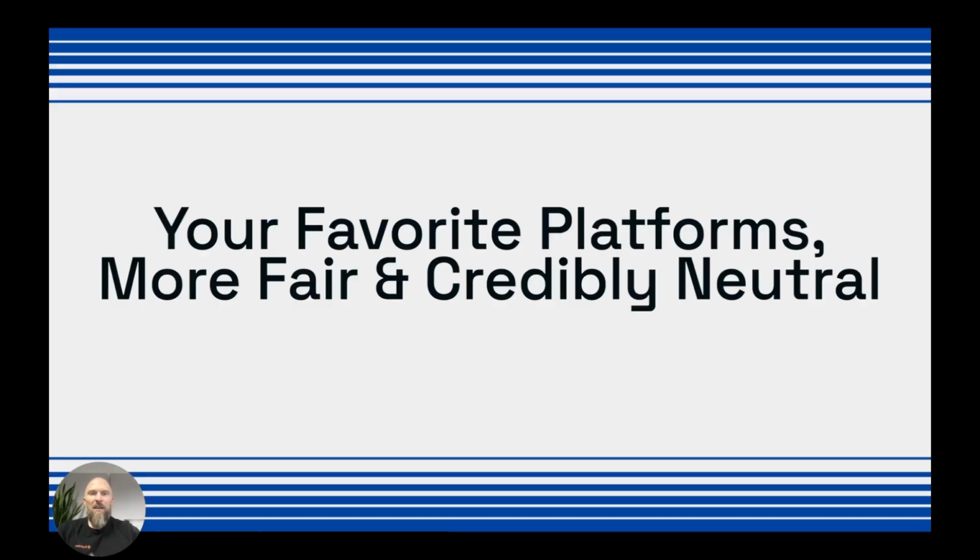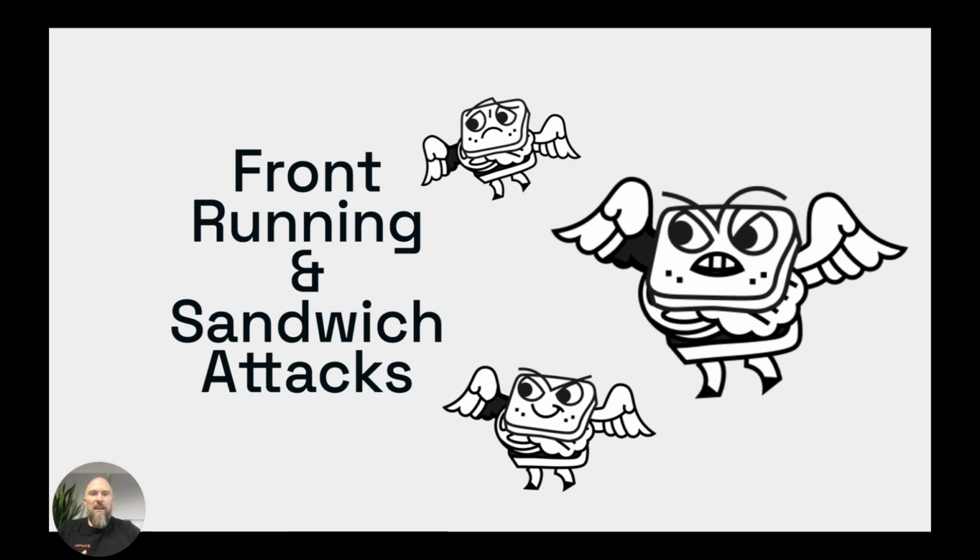Hi, everyone. Today we're going to be introducing to you Shutter, and we're also going to be showing you how you can build on the platform. Shutter uses advanced cryptography to make your favorite platforms more fair and credibly neutral. It's relevant in a wide range of different applications. One of them is front running and sandwich attacks.